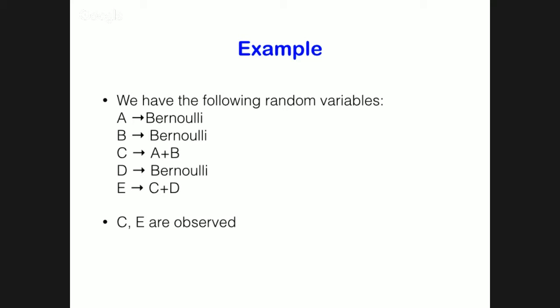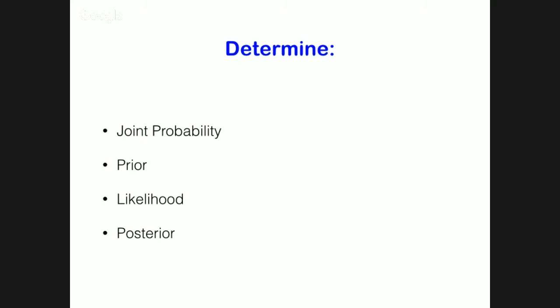Then D and E. And E is the sum of C and D. So depending on what information is provided, you can draw a BayesNet structure. They also say that C and E are observed. So let me show you this. C and E are observed. So you have the graphical model, or the BayesNet structure.